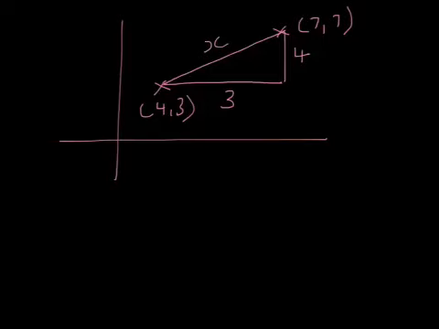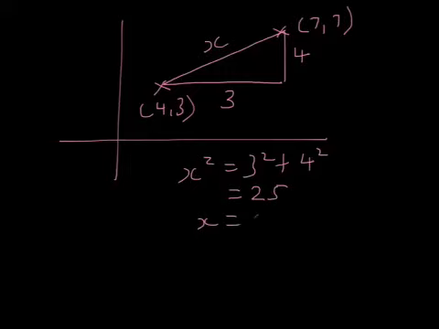To find out the distance, then we can use Pythagoras. x squared is 3 squared plus 4 squared. 3 squared plus 4 squared, that's 9 plus 16, that's 25, so x squared is 25. So the length of that line is 5.